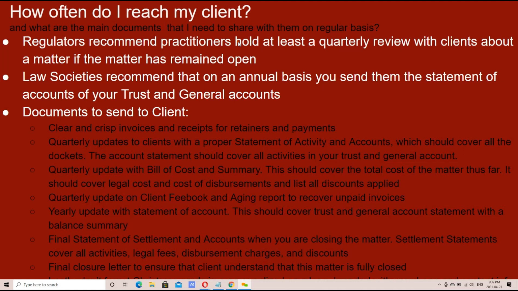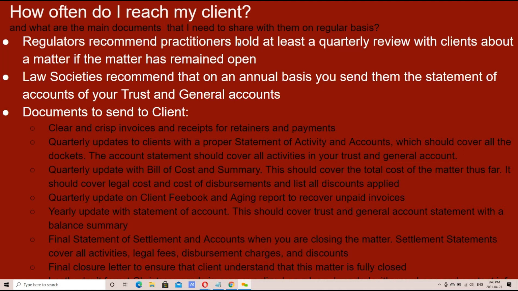But law societies talk about certain recommendations, and especially for matters that extend beyond maybe a few months, right? And talk about the importance of a quarterly review with your client, just to quickly go through what's happened, what's happening, and what's to happen next. If it's beyond a year, some criminal matters we've seen with our clients are ongoing. Sometimes it's over a year.